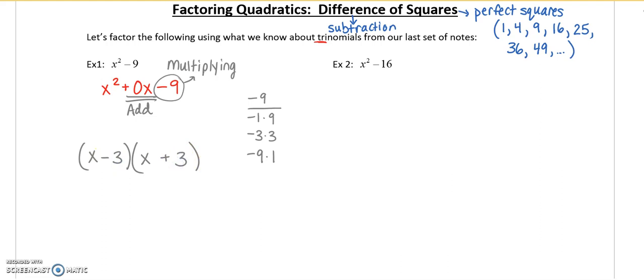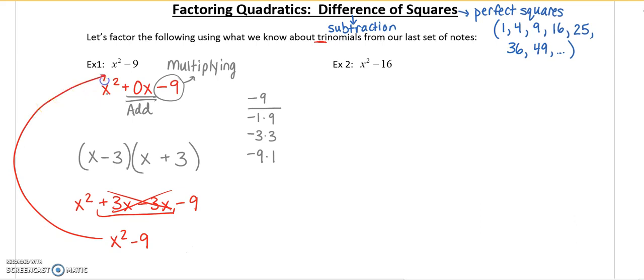If I wanted to check just to make sure that I did this right, I could FOIL it back together. So let's look at that just to make sure we understand what that would look like. If I FOIL this together, I would get x times x, which is x squared, x times +3, -3 times x, and -3 times +3. If I combine like terms in the middle, 3x minus 3x is 0. I end up with x squared minus 9, which is exactly what I started with. That's how I know I did it right. So (x - 3)(x + 3) is my final answer.